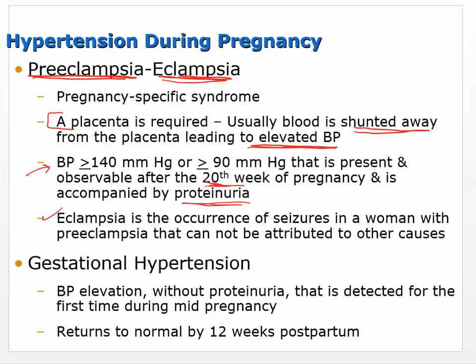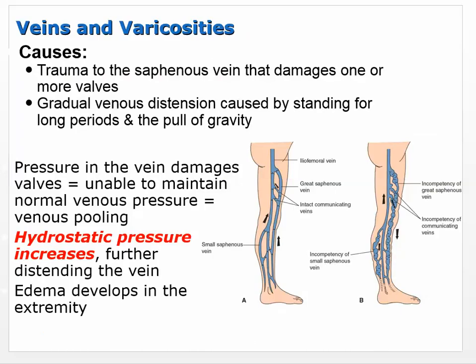Eclampsia, like I mentioned, eclampsia is the occurrence of seizures in a woman with preeclampsia that cannot be attributed to any other causes. Okay, so there's also something called gestational hypertension, which is elevated blood pressure, but it doesn't have the proteinuria. Okay, so it's detected for the first time during mid-pregnancy, and that usually returns to normal by 12 weeks postpartum. So a few months after the baby's born, that tends to go back down.